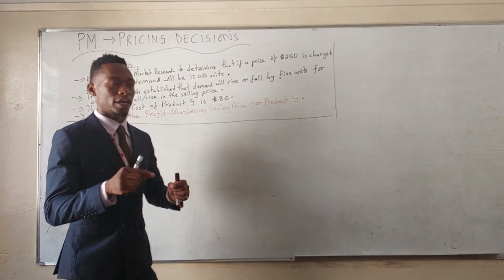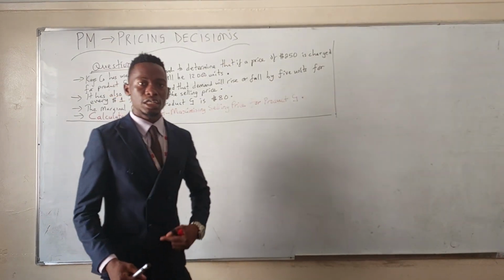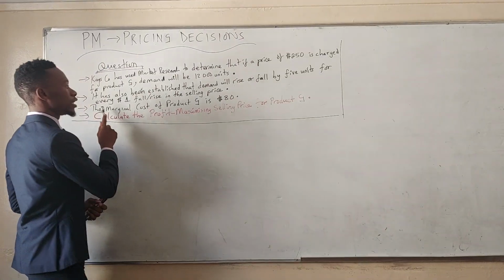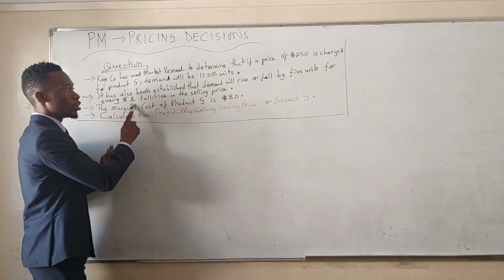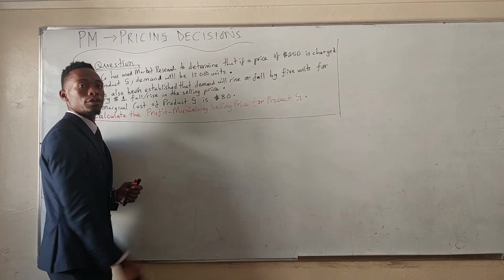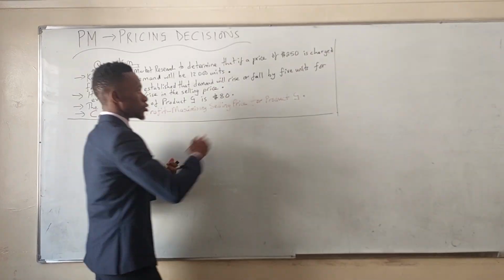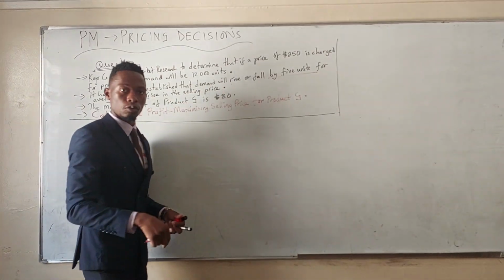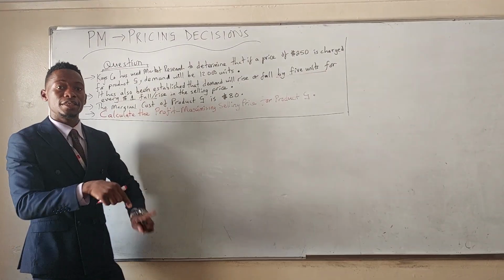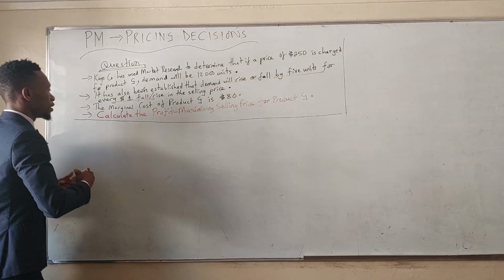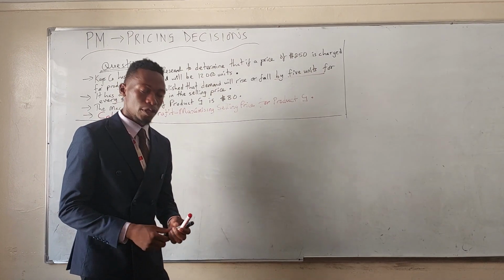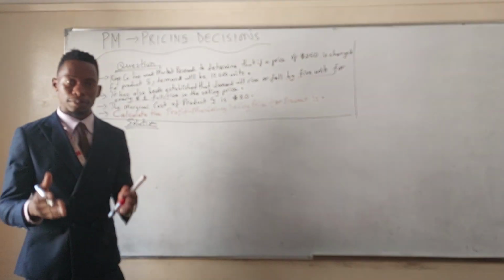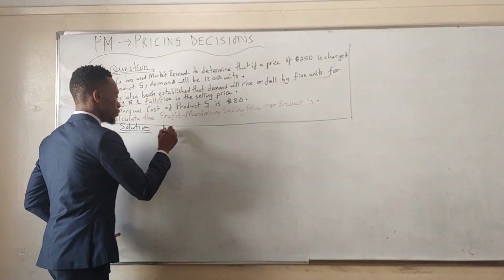The second statement says demand will increase or decrease by 5 units for every $1 change in the selling price. So if you increase the price of the product, the quantity will fall. If we increase the price by $1, for example, the quantity will fall by 5 units. If you reduce the price, obviously the demand will increase by 5. Then they're saying the marginal cost of product G is $80. So the first thing you do in the solution is establish the demand equation.